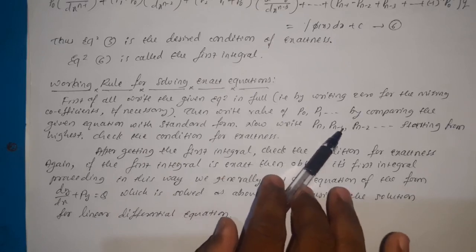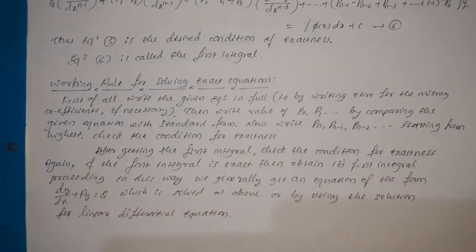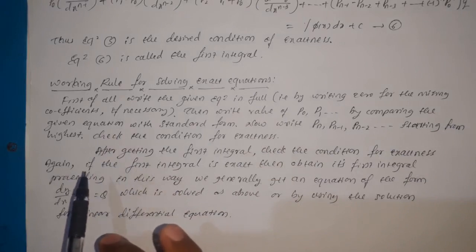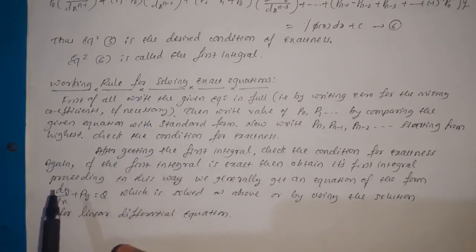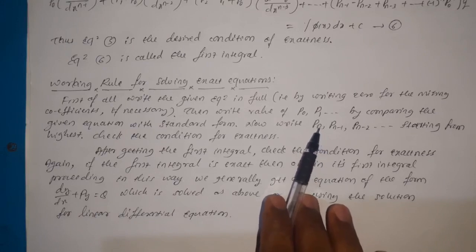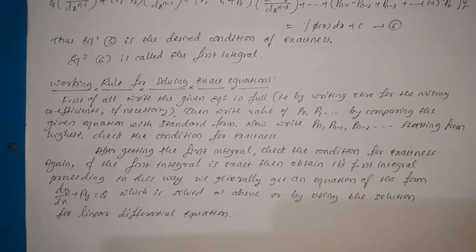Now write Pn, Pn minus 1, Pn minus 2 starting from the highest, and then check the condition for exactness. What is the condition for exactness? First the highest term, that is Pn minus Pn minus 1 its derivative plus Pn minus 2 its double derivative, like that. We need to write the subscripts in decreasing order and superscripts in increasing order.